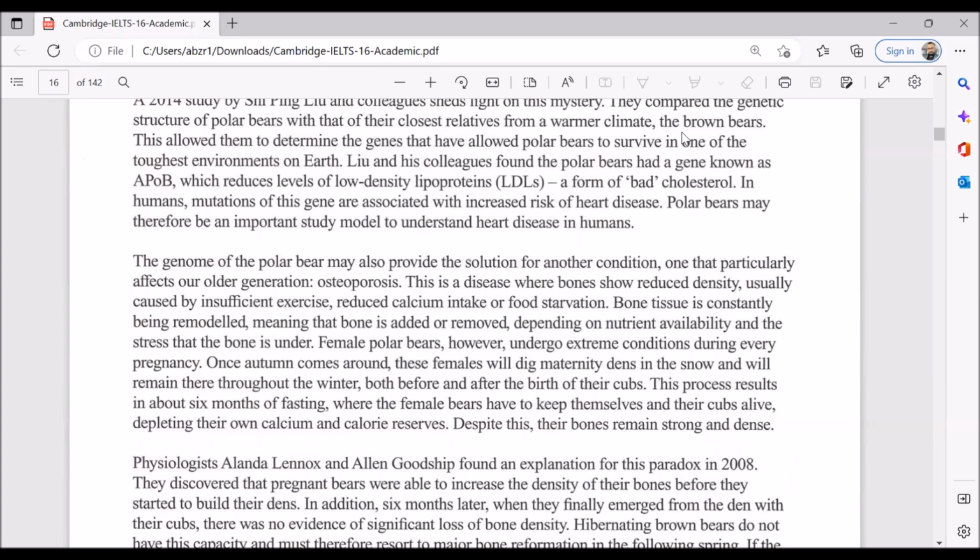Once autumn comes around, these females will dig maternity dens in the snow and will remain there throughout the winter, both before and after the birth of their cubs. This process results in about 6 months of fasting. Oh yes, when they are about to give birth, there is a 6 months of fasting, which represents they can survive for 6 months even without the food because it's fasting. That is very informative. All right, the female bears have to keep themselves and their cubs alive, depleting their own calcium and calories reserve. Despite this, their bones remain strong and dense.